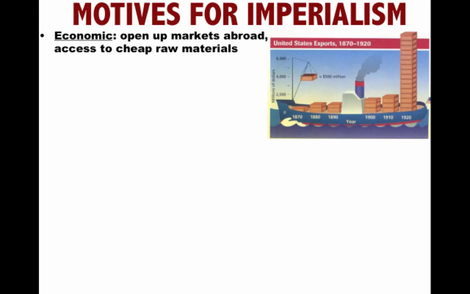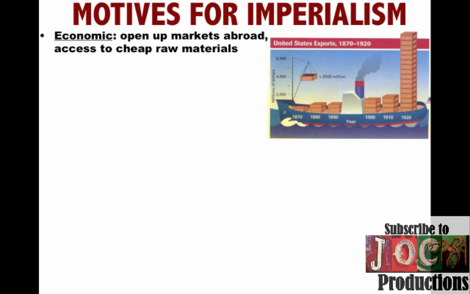One is economic. There is a desire. Remember, the Industrial Revolution is in full swing. We want to open up markets abroad, new places to trade, not just industrial goods, manufactured goods, but also agricultural ones as well. And U.S. companies want access to cheap raw materials. And you could see U.S. exports going up in each decade to follow.